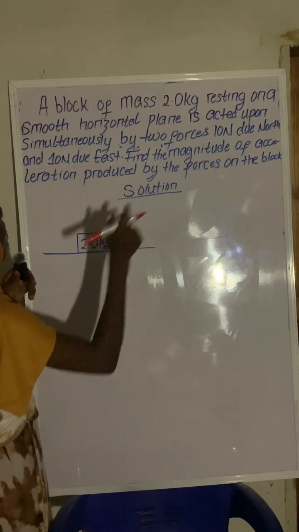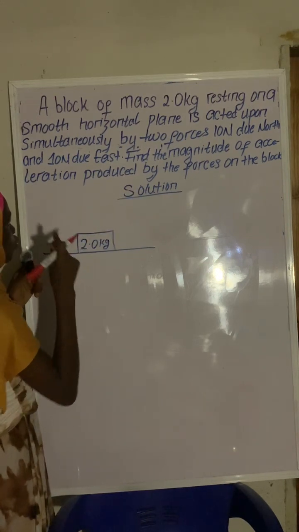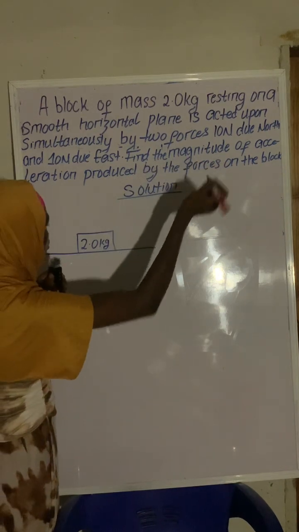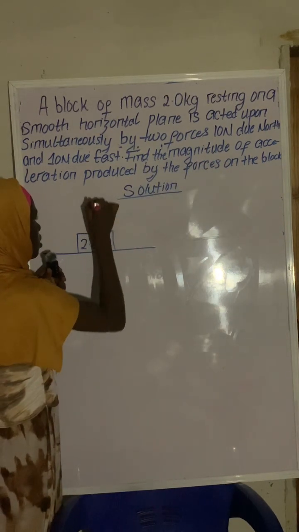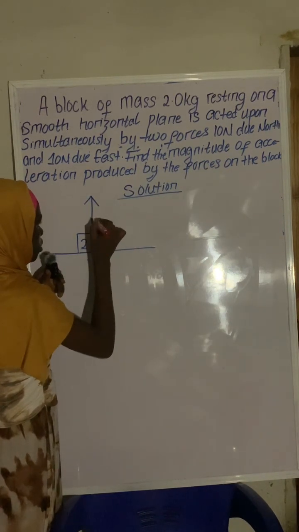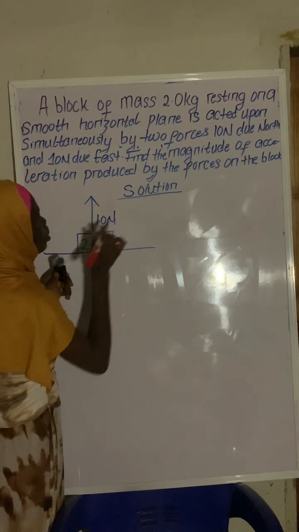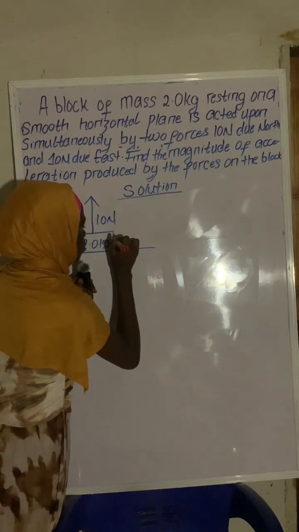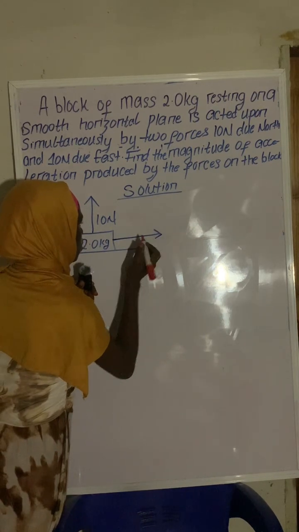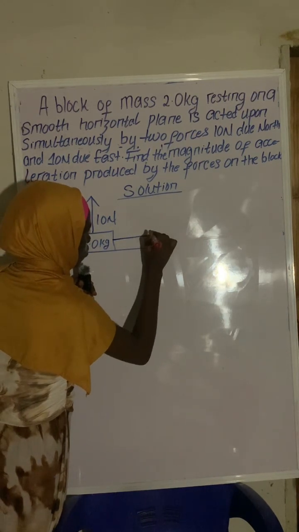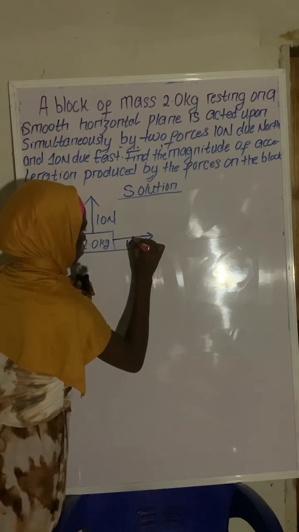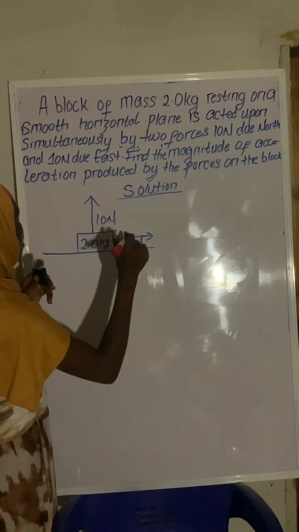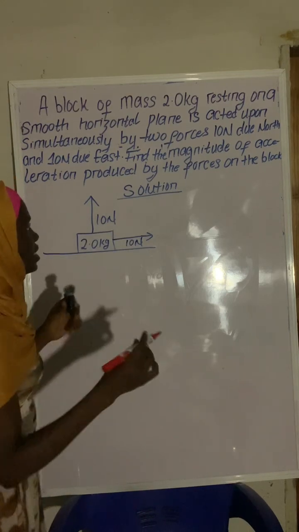It is acted upon simultaneously by two forces. 10 Newton due north and 10 Newton due east. Find the magnitude of acceleration produced by the force.